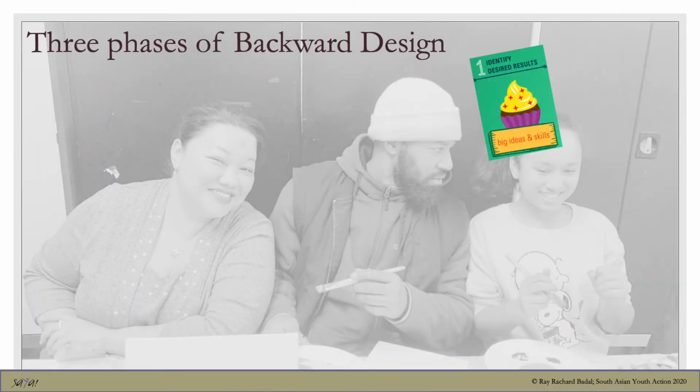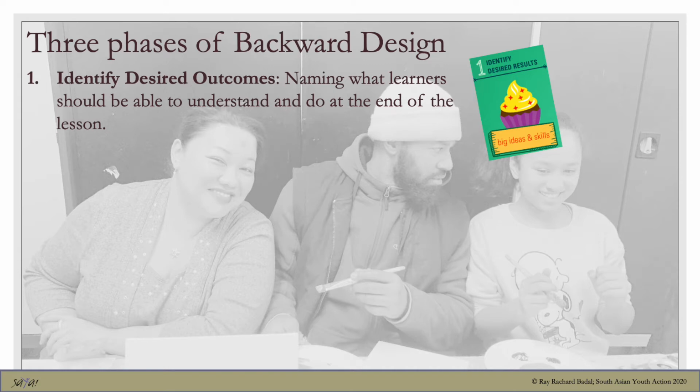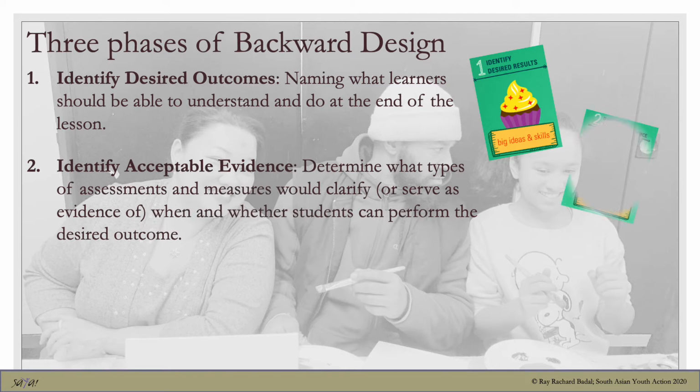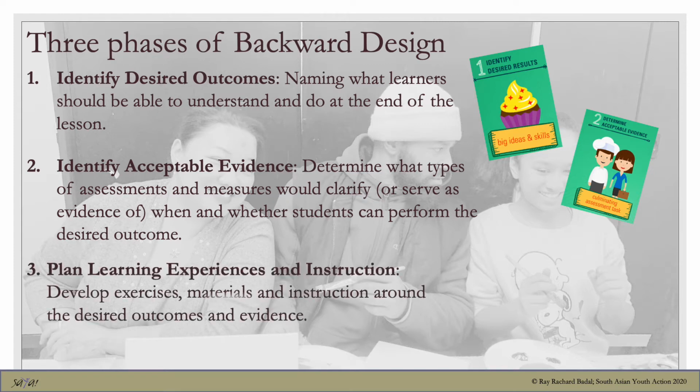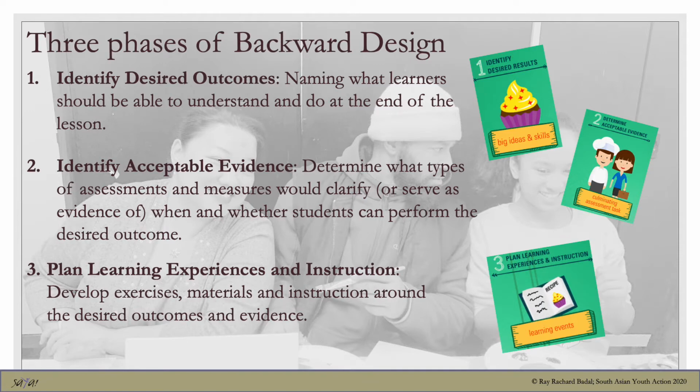There are 3 phases of backward design. The first phase is identifying the desired outcomes, so naming what learners should be able to understand and do at the end of the lesson. The second phase is identifying acceptable evidence, so how are we going to quiz or assess our students to ensure that they're learning what we want them to learn. And then finally, planning the learning experiences and instruction. So what types of exercises will we build into the lesson in order to have our students meet our target?